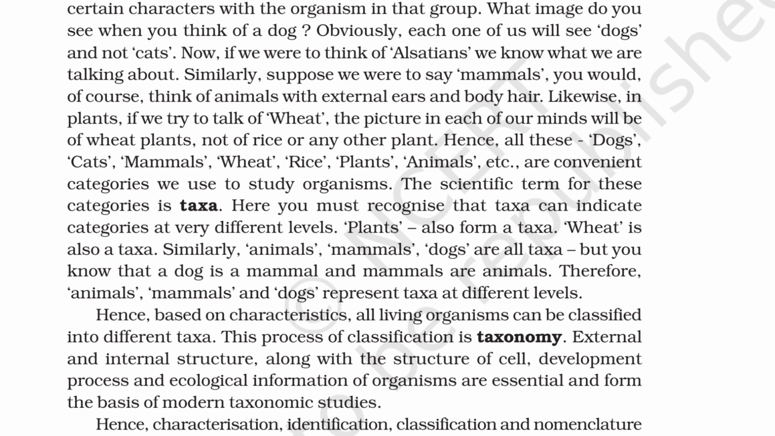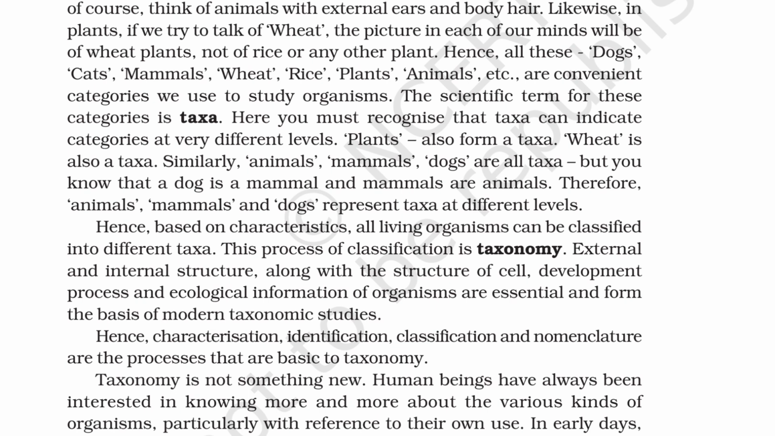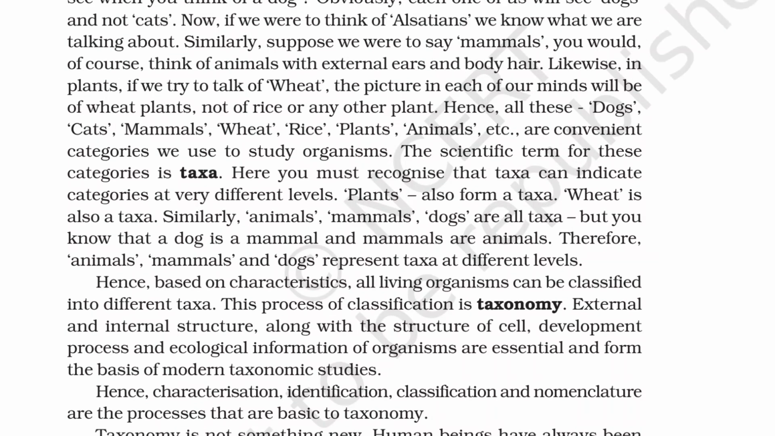Likewise, in plants, if we talk of wheat, the picture in each of our minds will be of wheat plants, not of rice or any other plant. Hence, all these dogs, cats, mammals, wheat, rice, plants, animals, etc., are convenient categories we use to study organisms. The specific term for these categories is taxa.